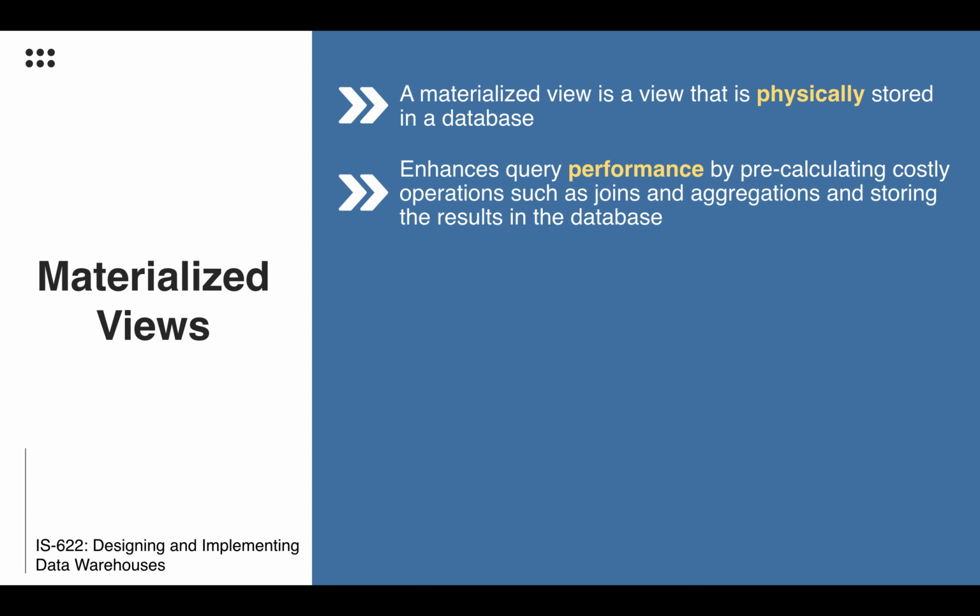Materialized views enhance the performance. So how does it enhance the performance? It pre-calculates the operations and stores the results in the database. So if you already have those calculations, you save them as a view, and then in future people can query the view rather than querying the original data warehouse, because the original data warehouse will be huge, right? So you create something called summary tables. These summary tables are called views.